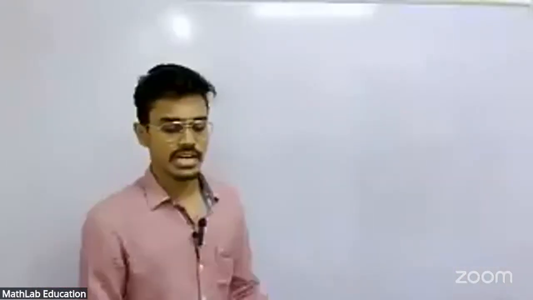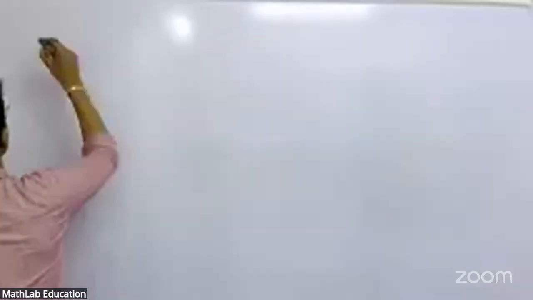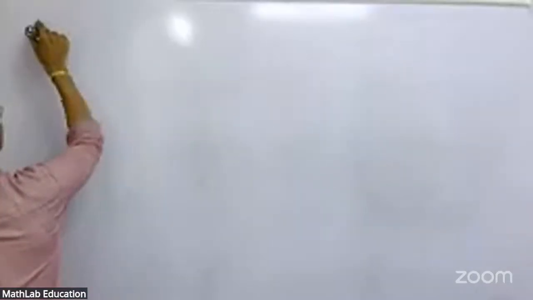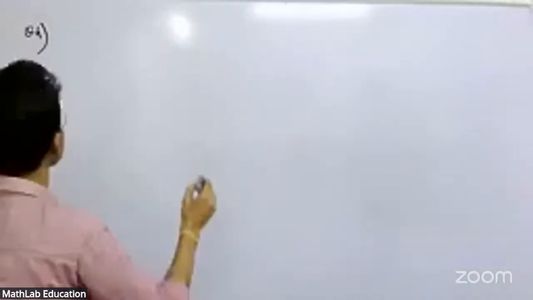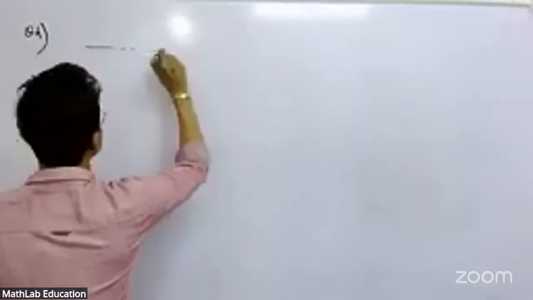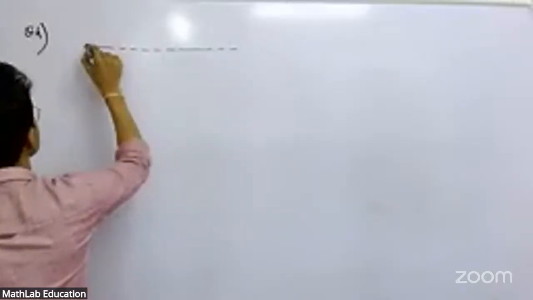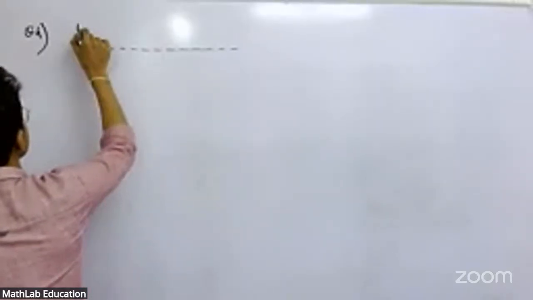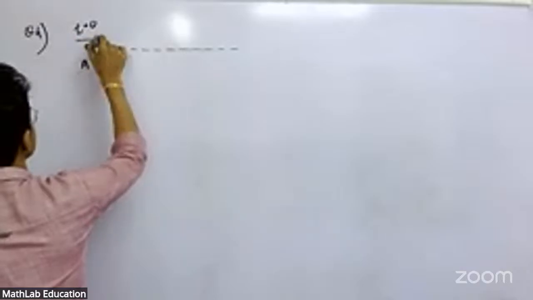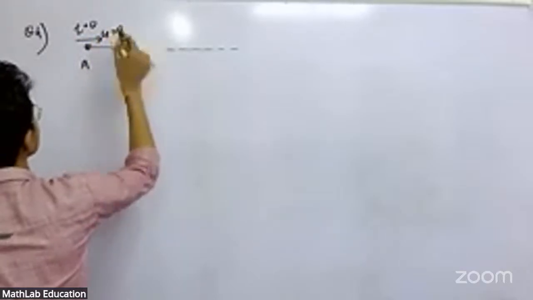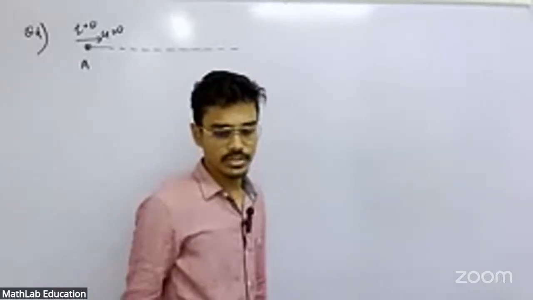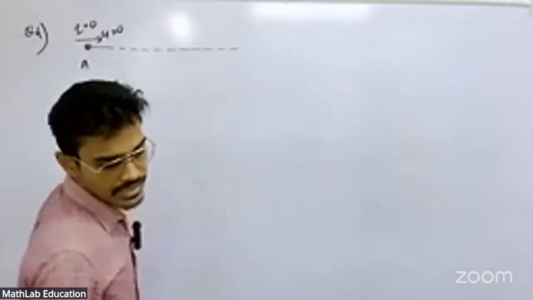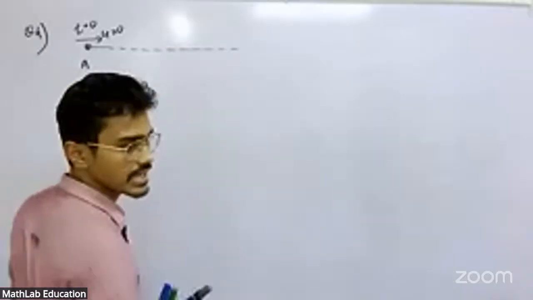The bus starts motion at rest from bus stop A. I'll also help you out with the sketch. Now A is given, so let's assume this as A. This is t equals 0. The bus starts from rest, u equals 0, and travels with uniform acceleration for 6 seconds.